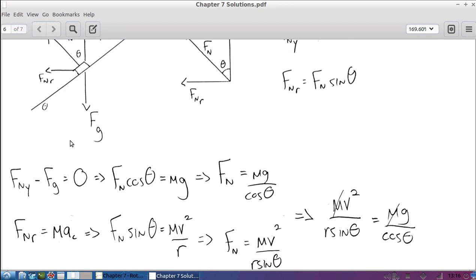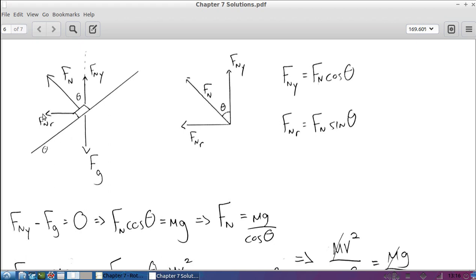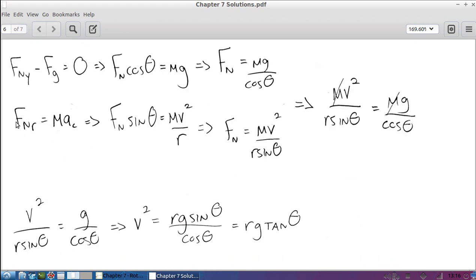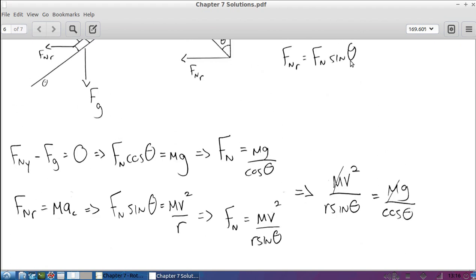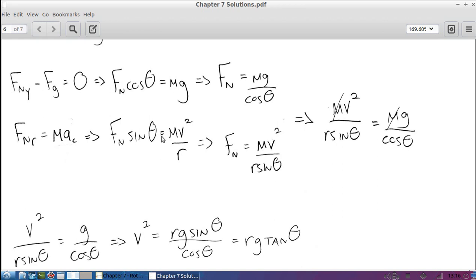Now what is contributing to the centripetal acceleration? It's the normal force in the r direction. So I set the normal force in the r direction equal to m a centripetal. The normal force in the r direction is Fn sine theta. So Fn sine theta is mv squared over r. Now what I do is solve this for the normal force. Maybe you know the mass of the car, maybe you know theta, you could calculate it, that's fine. I'm not going to do that.